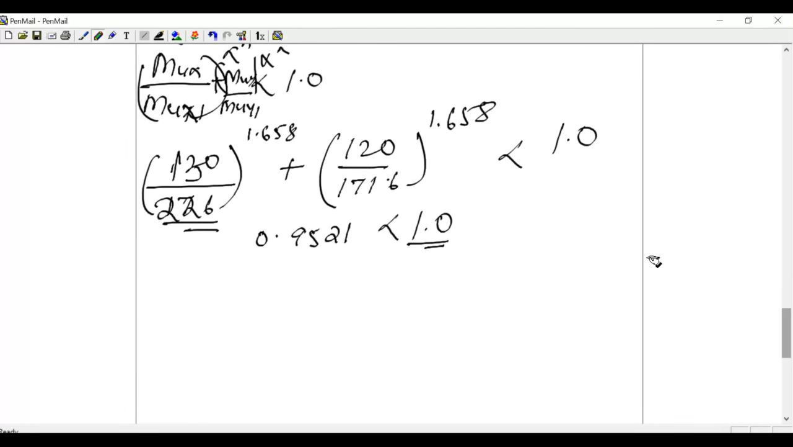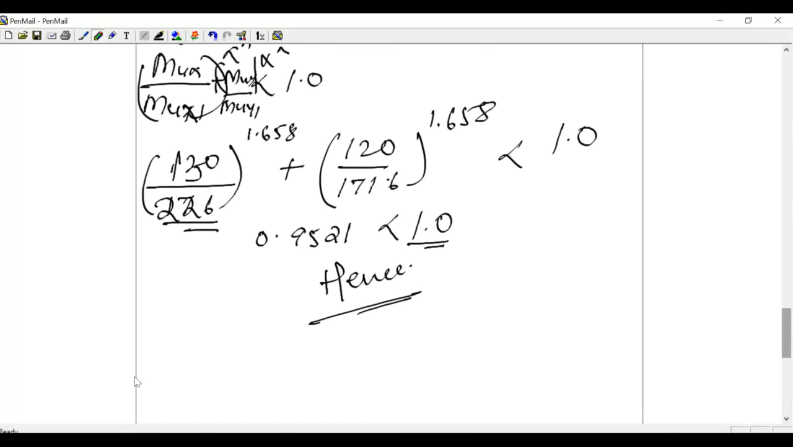So for the checking of biaxial bending, the value of Mux upon Mux1 raised to alpha n plus Muy upon Muy1 raised to alpha n should be less than 1. So hence we have this safe design.